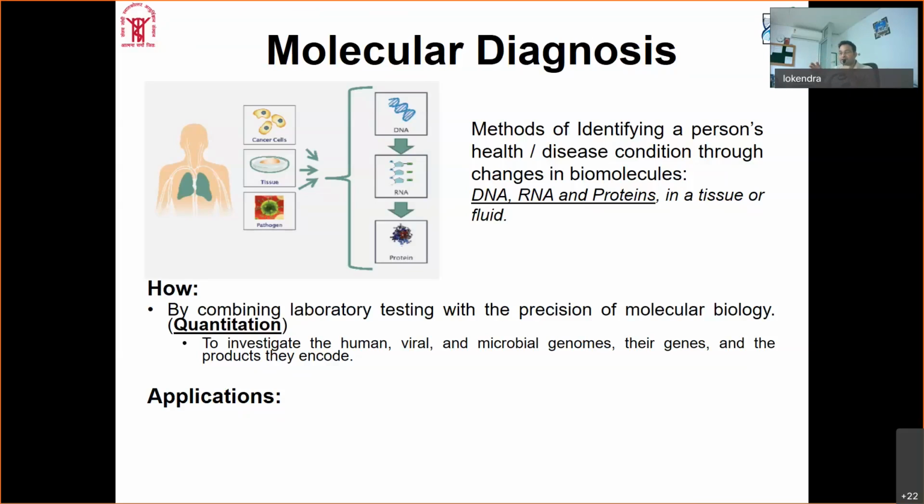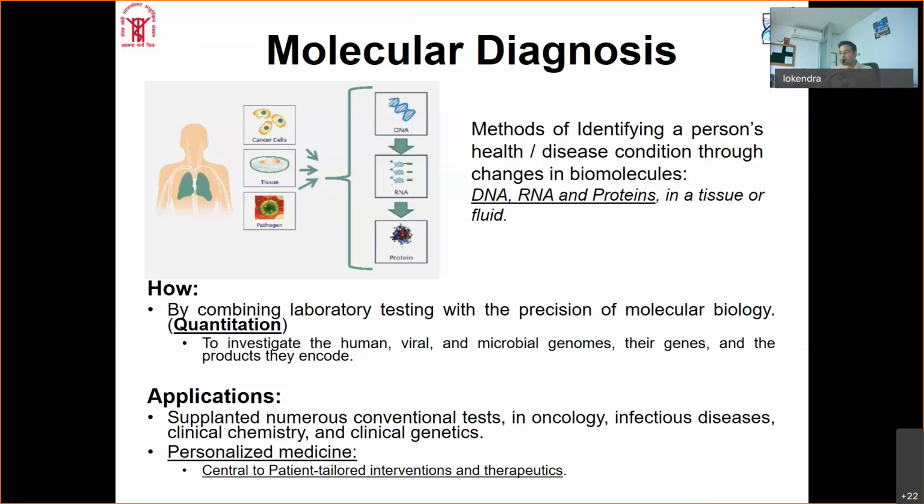So these are the molecular methods that can be used to measure the changes in biomolecules, for example DNA, RNA, or protein. They have a greater implication because previously the disease condition was visualized by anatomical changes as well as histochemical changes.